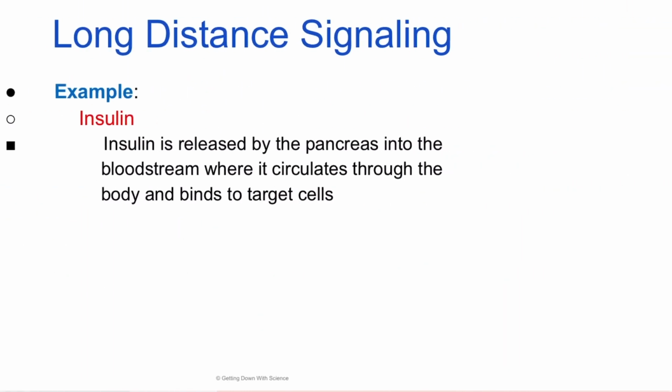Another example of long-distance signaling is going to be insulin. So we know insulin's released by the pancreas, which is in your abdomen area, and the insulin's going to move into your bloodstream and travel throughout your body to bind to your target cells that need assistance with blood sugar regulation.